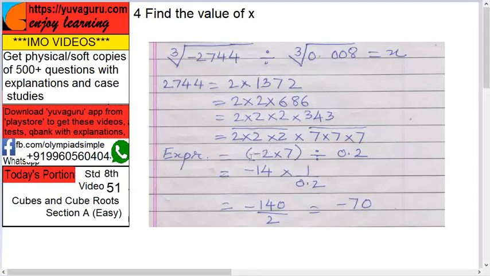So what is the expression? Minus 2 into 7 means minus 14, divide becomes multiply and this goes down, so 0.2. Take point out, so it becomes minus 140 upon 2, that is minus 70. So x equals to 70, that is the answer, right?